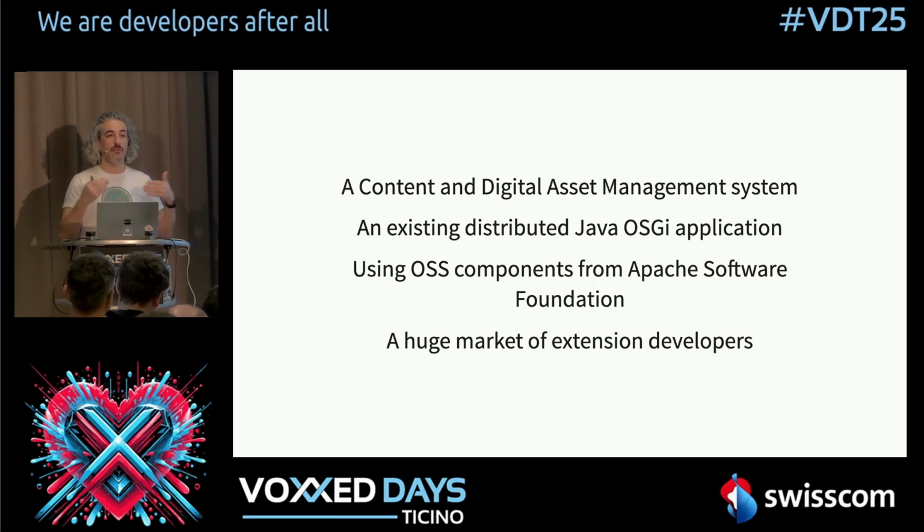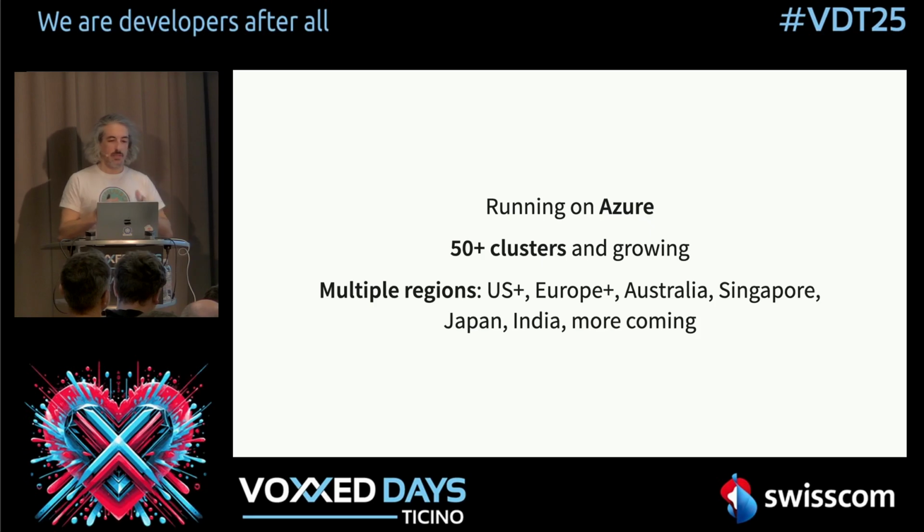So we are running this for our customers, and we're running this at a decent scale. It uses a bunch of open source components from the Apache Software Foundation, like Sling, OSGi, libraries. An interesting case is that it has a huge market for extension developers. People write code that we run on AEM for them. So that's a bit special.